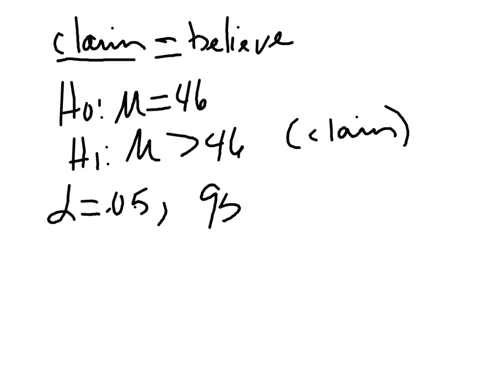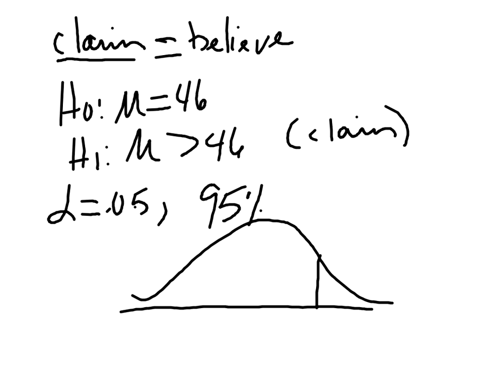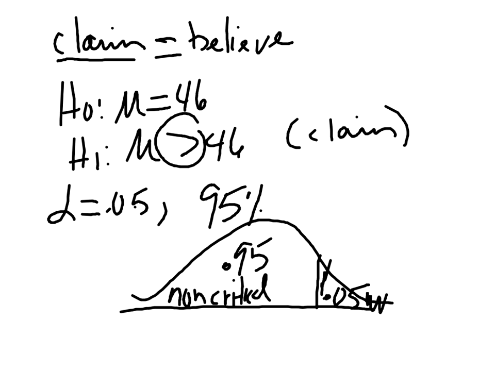And that's the same as saying we're 95% confident of our answer, if we want to go back and look at this in interval terms. But here's what that really means. It means that 95% of the graph would be non-critical, and then we'd have 5% in the right tail. Remember, when we are using a larger or greater sign in our alternate hypothesis, it's immediately understood to be a right-tailed test.